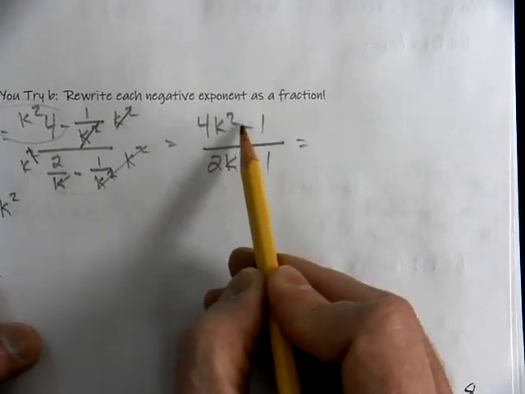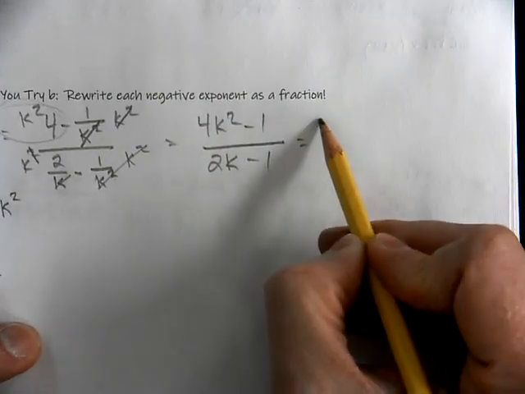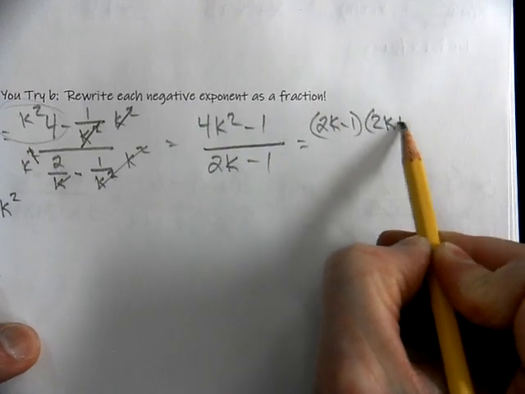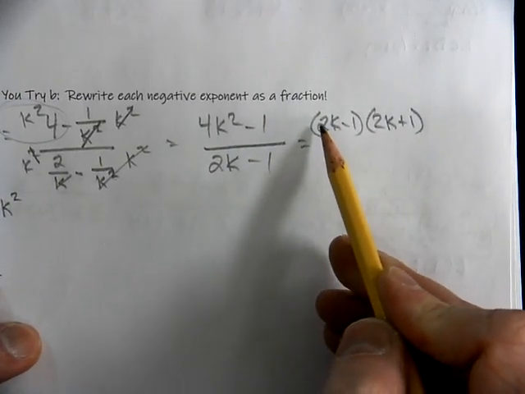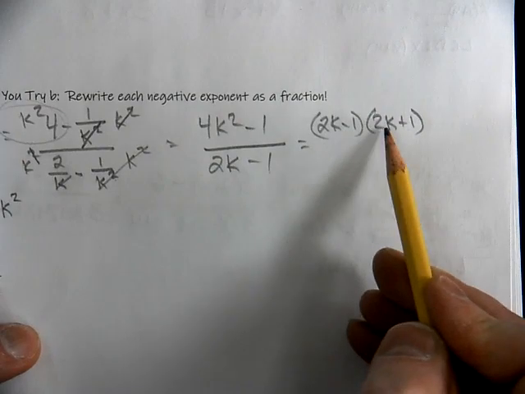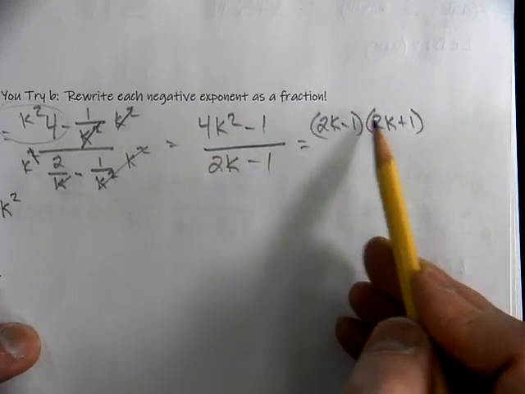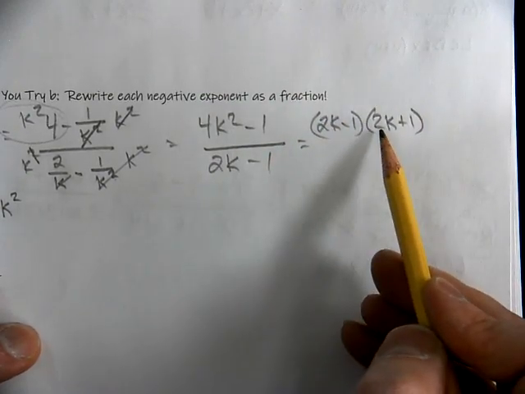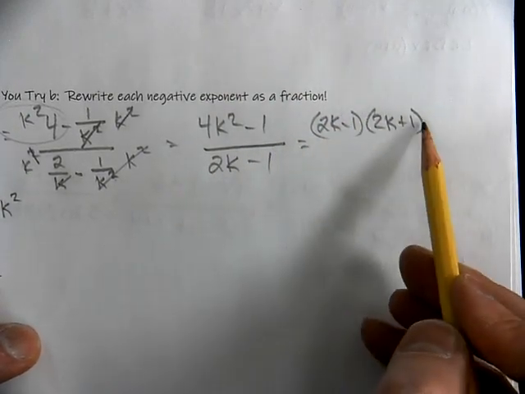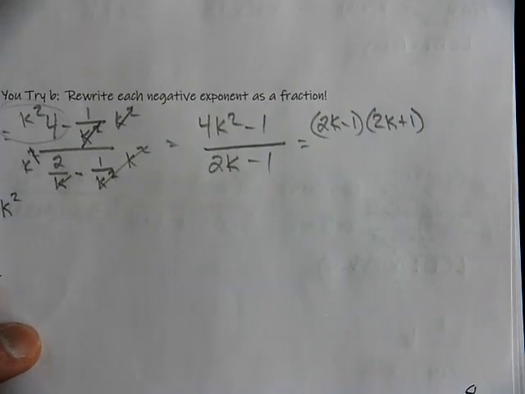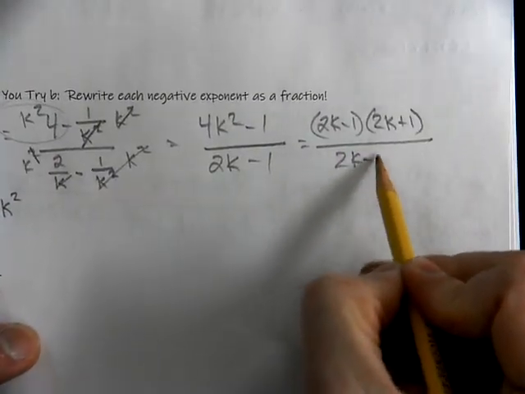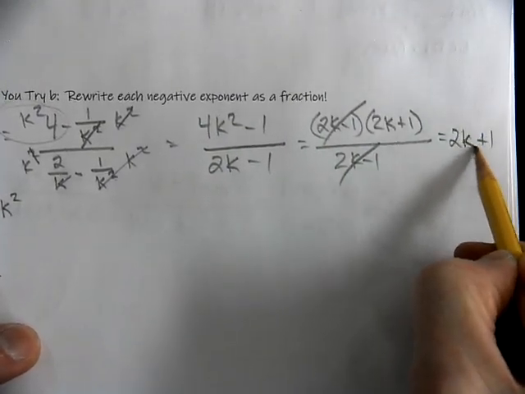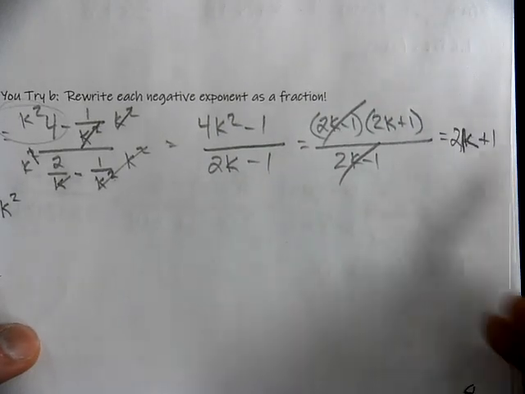So like we mentioned, this is the difference of 2 squares. This can be factored apart into 2K minus 1, 2K plus 1. When you multiply the 2 K's, you get 4K squared. When you do the outer and the inner, you get 0. And 1 and 1 makes 1. We have 2K minus 1 on bottom. So our final answer is just 2K plus 1. That's pretty crazy.